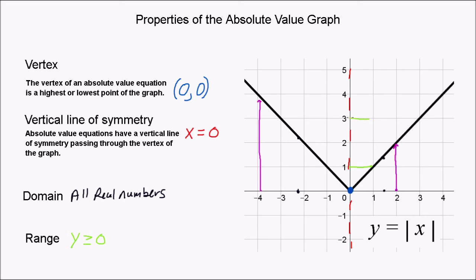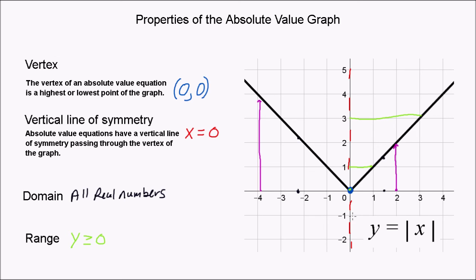At 3, I can draw a horizontal line and meet the graph. At 0, the horizontal line, I mean, if you want to say that you're drawing a distance of 0, we're splitting hairs here, but the graph does exist at 0, 0, so the range includes 0.